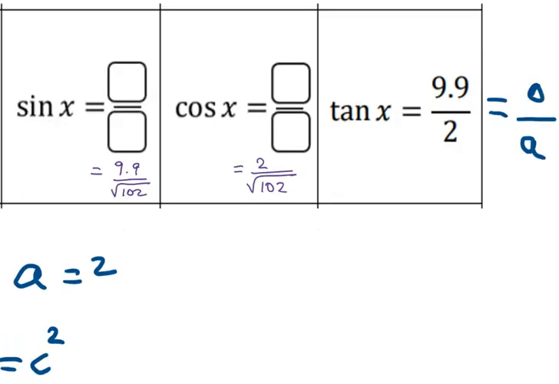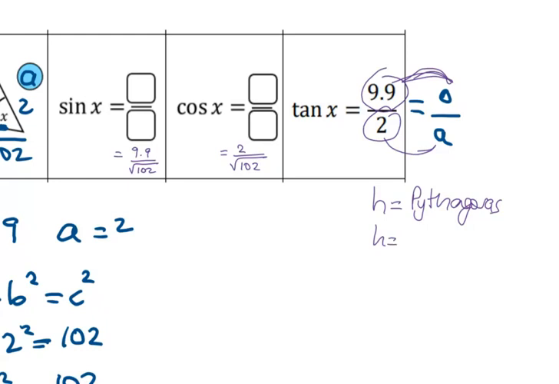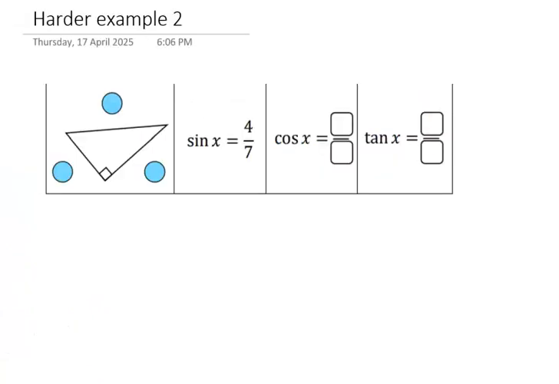And you can see that that fits in with what we had for tan, where the O was 9.9 and the A was 2. And we found h using Pythagoras. So h was equal to the square root of 102. One more to do like that. You can try this one.